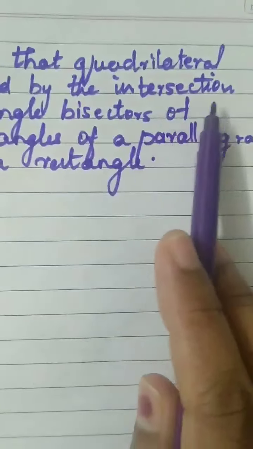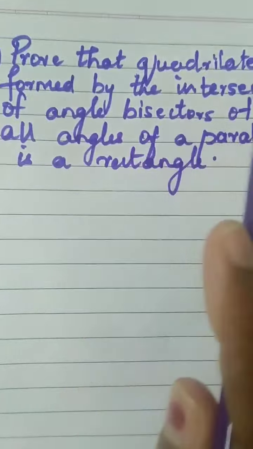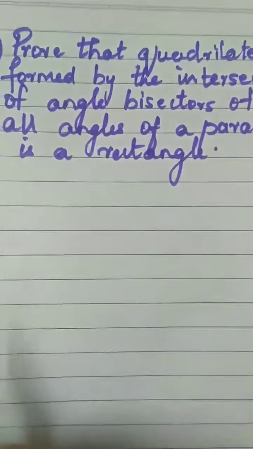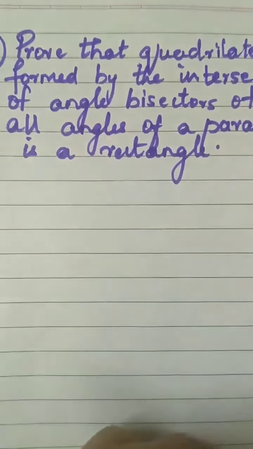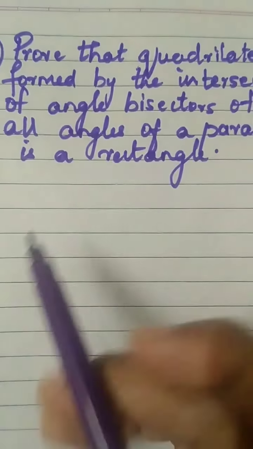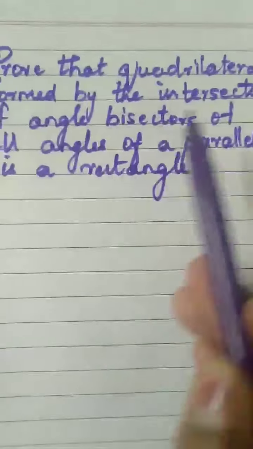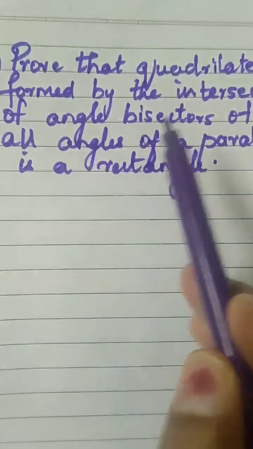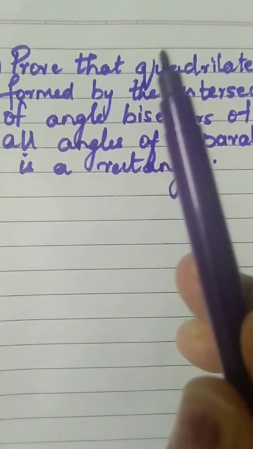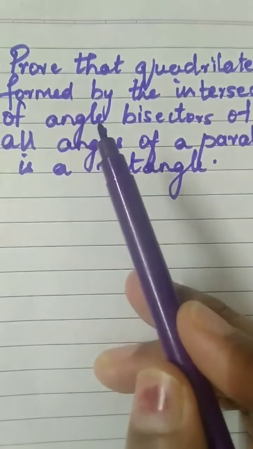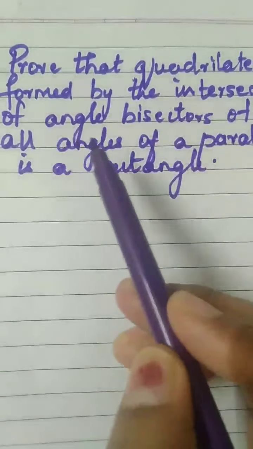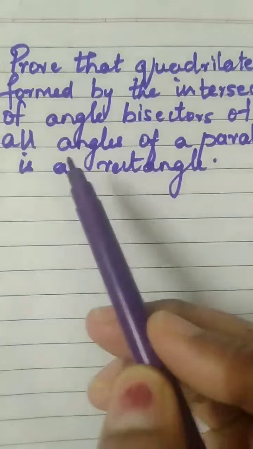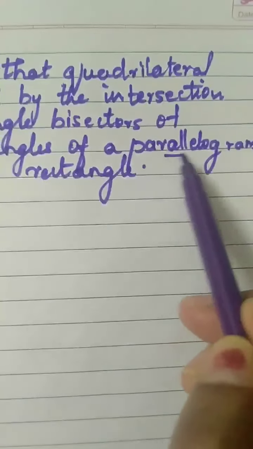Prove that the quadrilateral formed by the intersection of angle bisectors of all angles of a parallelogram is a rectangle. My God. We have to read it at least 2 times to understand the question. Prove that the quadrilateral formed by intersection of angle bisectors, a quadrilateral is formed by intersection of angle bisectors of all angles of a parallelogram.